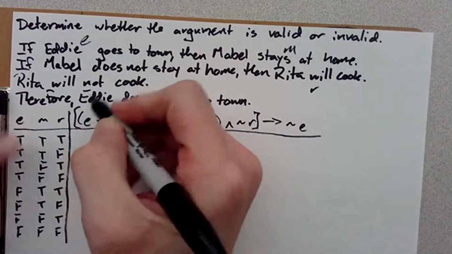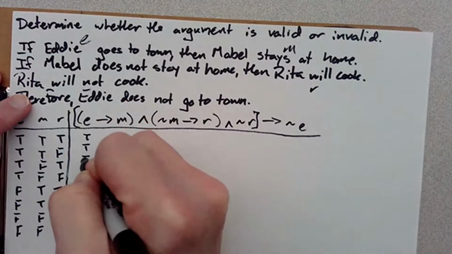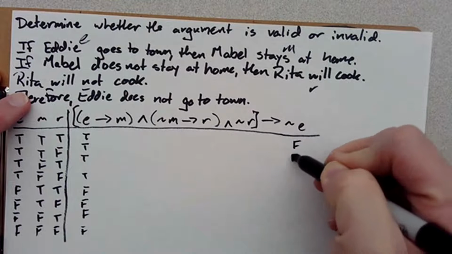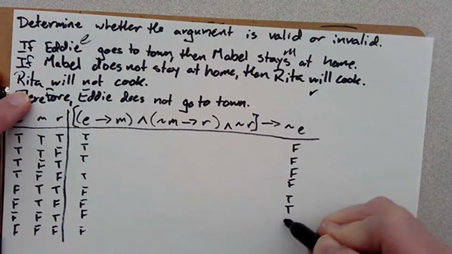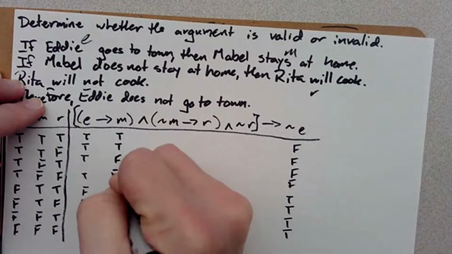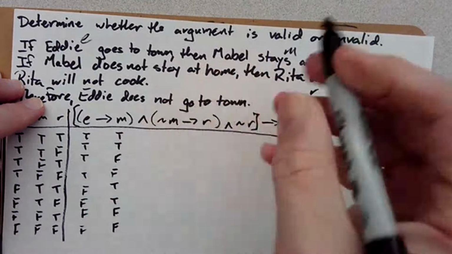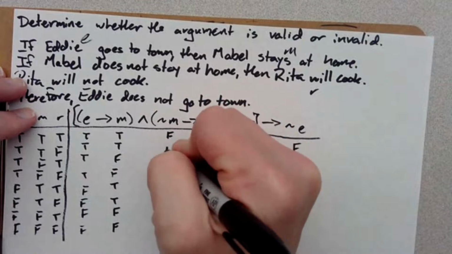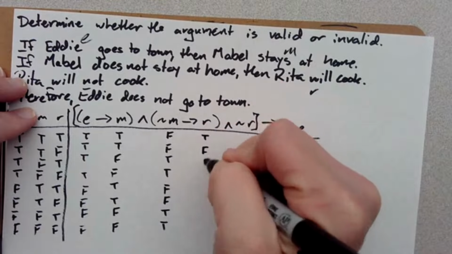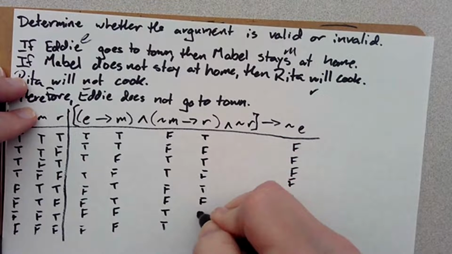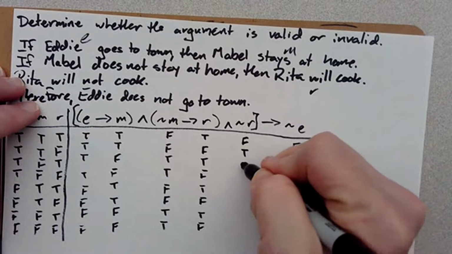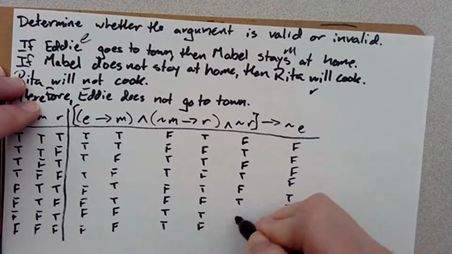Well, E is just going to be true, true, true, true, false, false, false, false. And not E will be the opposite, false, false, false, false, true, true, true, true. Next, M. True, true, false, false, true, true, false, false. Not M. False, false, true, true, false, false, true, true. R. True, false, true, false, true, false, true, false. Finally, not R. False, true, false, true, false, true, false, true.